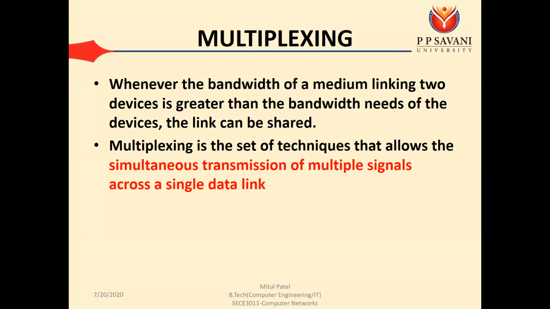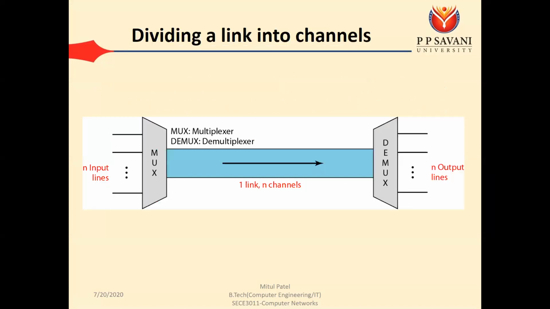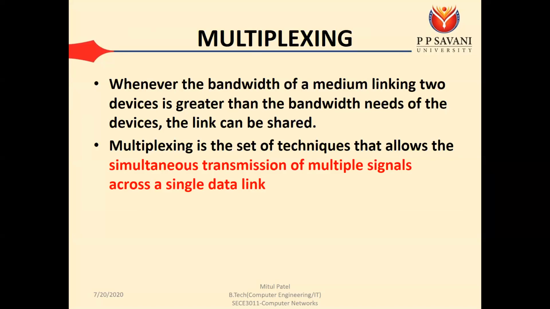For example, let's say you have assigned some bandwidth; we will take this example later. The thing about multiplexing is that whenever the available bandwidth of a link is greater than the individual need of the sender and the receiver, we can set the link.